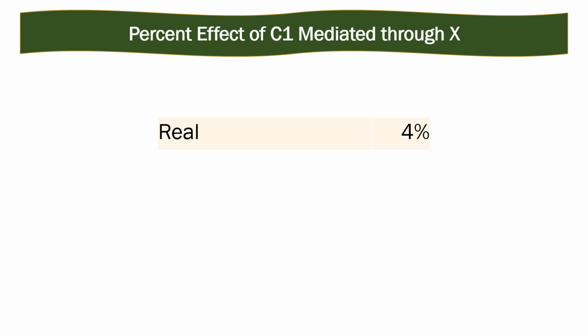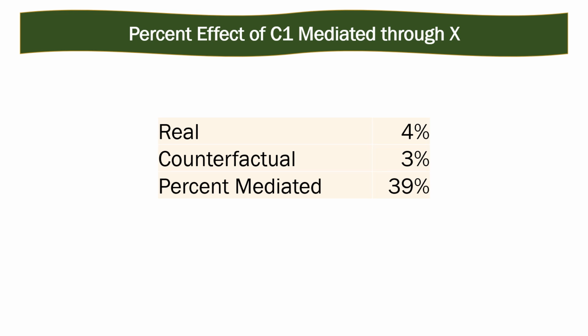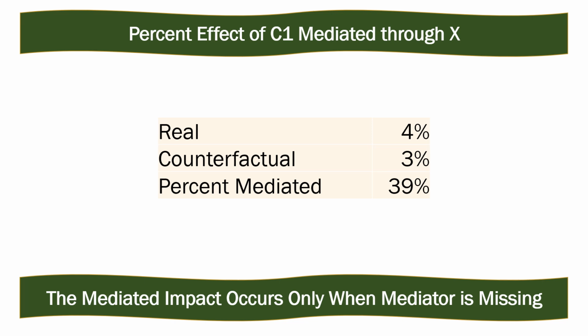In summary, in the real model, the change in C1 led to 4% change in outcome Y. In the counterfactual model, the change in C1 led to 3% change in the outcome Y. So 39% of the effect of C1 was carried through a mediation through X. The mediated impact occurs only when the mediator is missing.